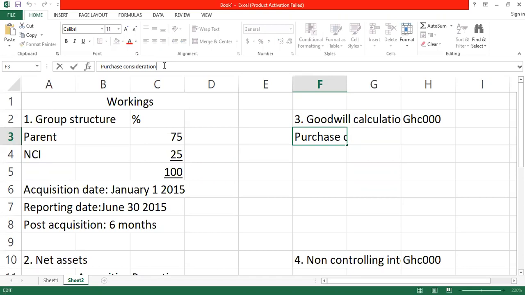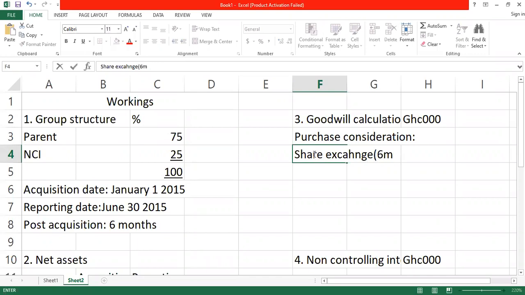So 2 over 5 times 15 million is what? 6 million. Is 6 million, isn't it? So they will now come and take 6 million. Instead of them having their 15 million, they will now be having 6 million shares in our company. That is the number of shares, isn't it? Yes. So what value are we going to place on the shares now?